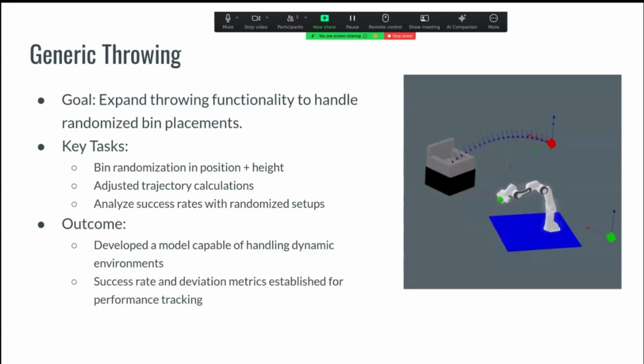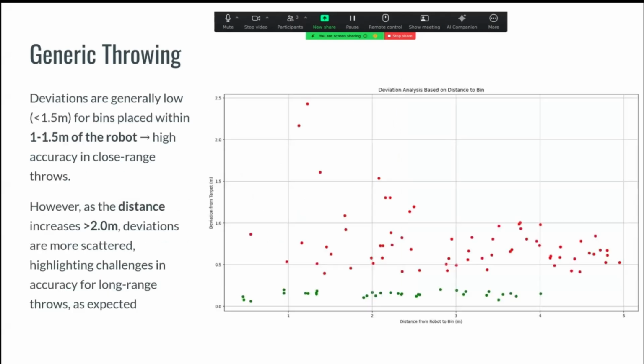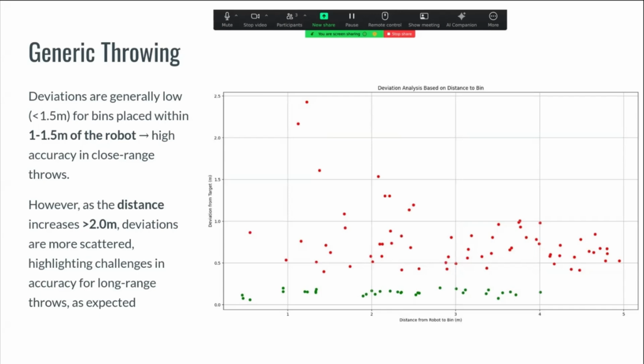For generic throwing, for the initial position of the throwing state, we also incorporated the links' orientation to the ground and to itself as well. And we managed to have a successful generic trajectory throwing, with a success rate over 50%. The throwing has a range of 2 meters. For 1 and 1.5 meters range, the accuracy increases. However, after that, the accuracy decreases as the distance increases.